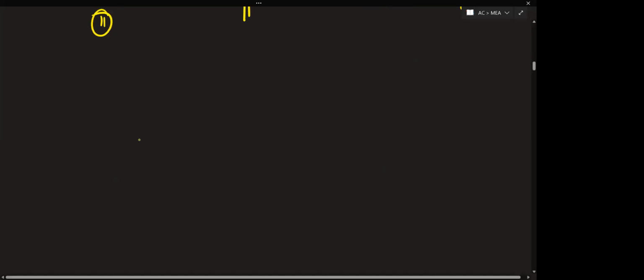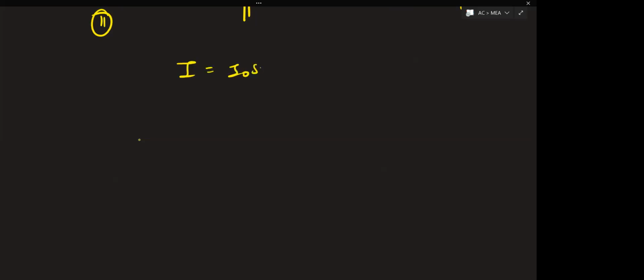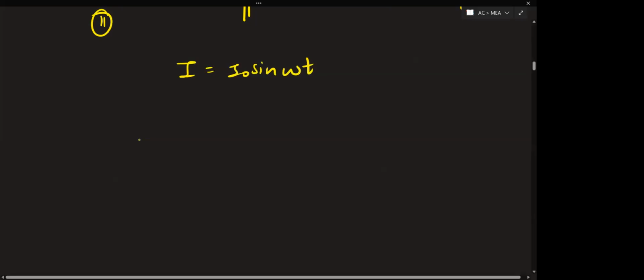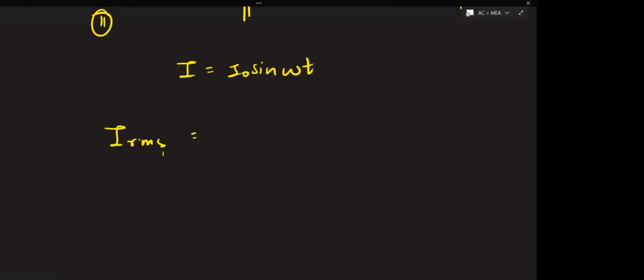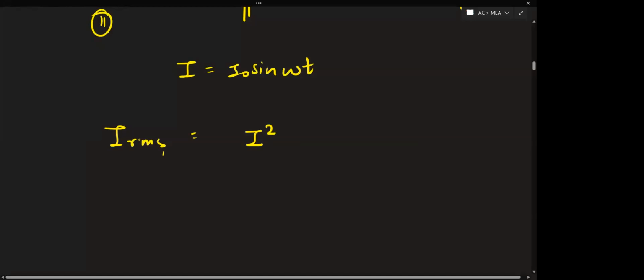We are first squaring. So you have to square the current, I is equal to I naught sine omega t. Now to calculate the I RMS value, what did I tell you? First you square the term, it means write I square. Then take out the mean value.